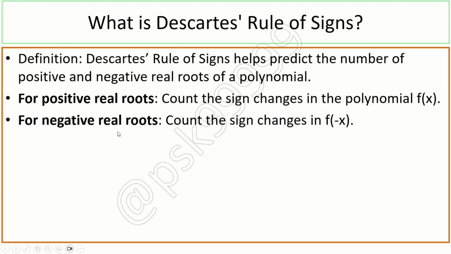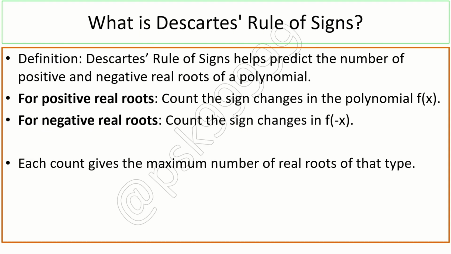Similarly, for negative roots you need to count. Before counting, you first change your f of x into f of minus x. Substitute x with minus x, and that is your polynomial, and count the sign changes. Once you have these counts, they don't directly give you the number of real roots, but they give you the possible real roots. Each count gives the maximum number of real roots of that type, positive or negative.